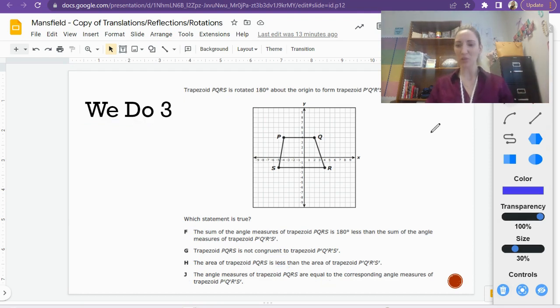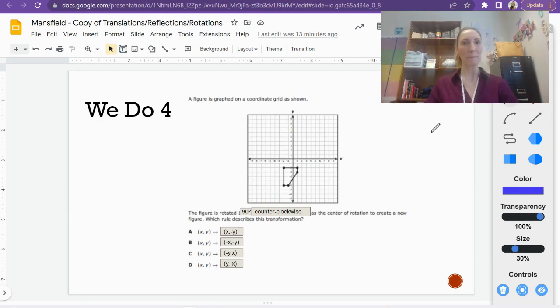Here we go. We do number 4. Yes, we do number 4. A figure is graphed. We do number 4 over here on your paper, in your notebook. A figure is graphed on a coordinate grid as shown. The figure is rotated, keyword, rotated 90 degrees counterclockwise. You can abbreviate, remember, CCW, counterclockwise, as the center of rotation to create a new figure, which rule describes.